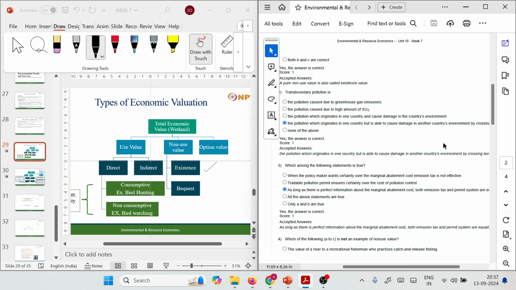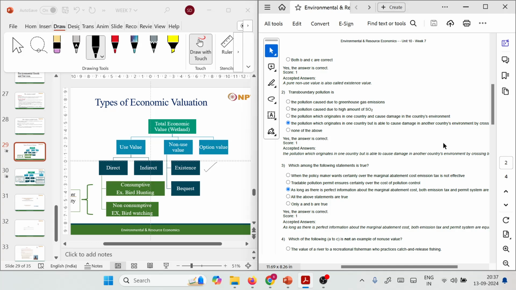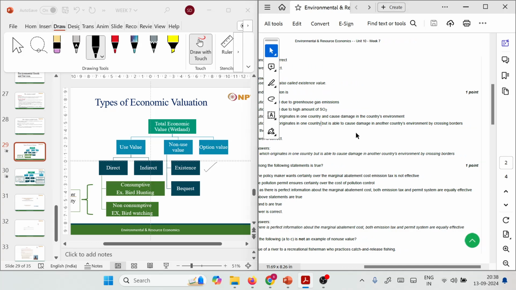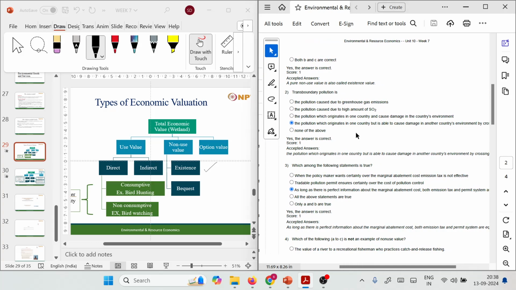So the correct definition is option D, the pollution which originates in one country and causes damage in other countries' environment by crossing boundaries, right? So that is how transboundary pollution is defined. Transboundary pollution can be acid rain, CO2 emissions, and so on.